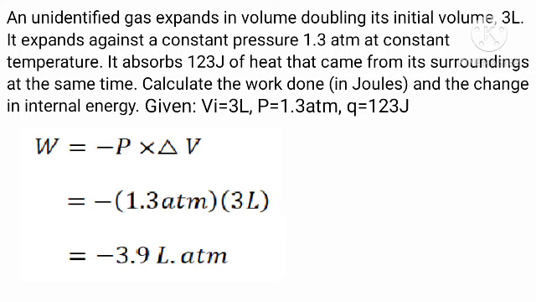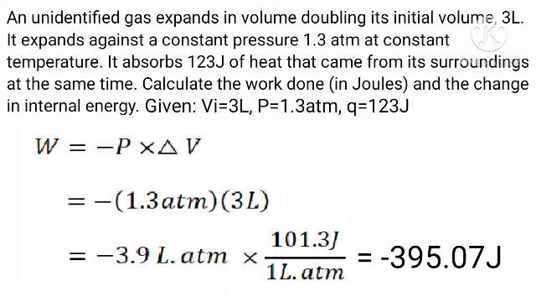Using this formula, negative 1.380 atm multiplied by 3 liters. The product is negative 3.9 liter-atm. The unit should be in joules. That is why we have to multiply it by 101.3 joules over 1 liter-atm. The answer is negative 395.07 joules. As you can see, it is negative. This means that the work is done by the system.